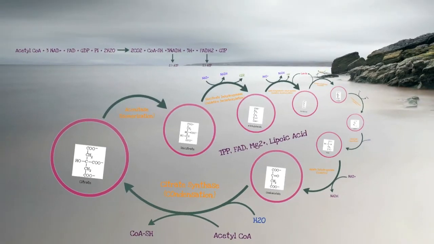Welcome to your guide to the citric acid cycle, where, under aerobic conditions, meaning oxygen is available, our bodies bridge glycolysis and our main production of ATP, the electron transport chain.